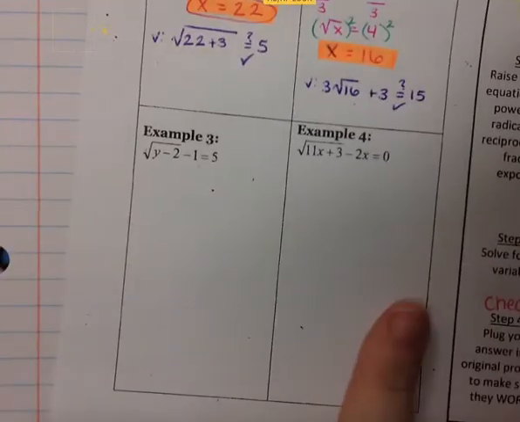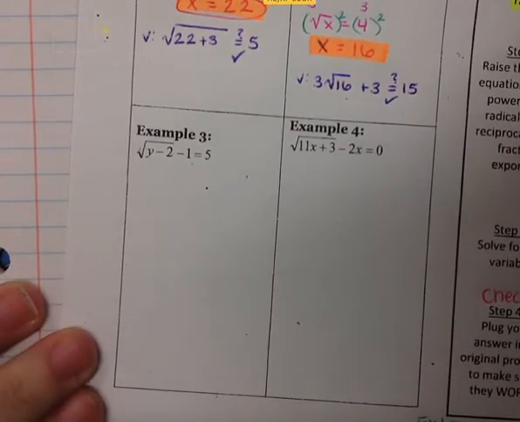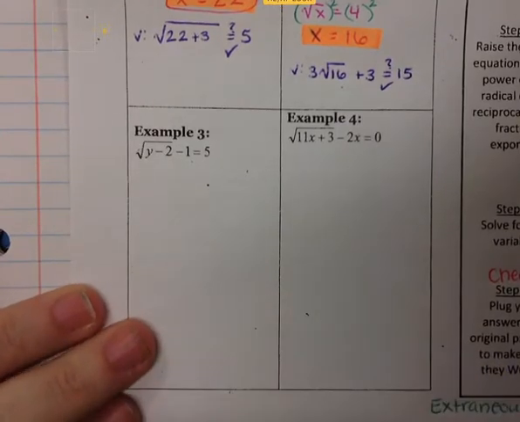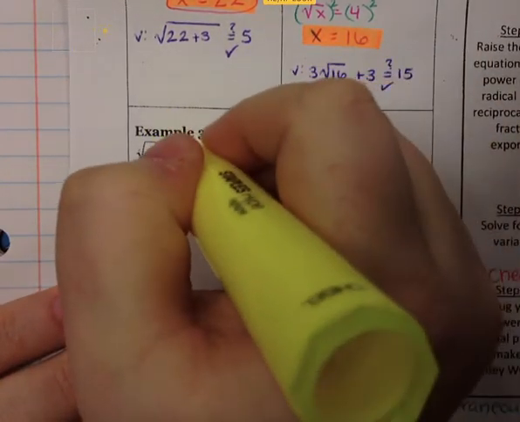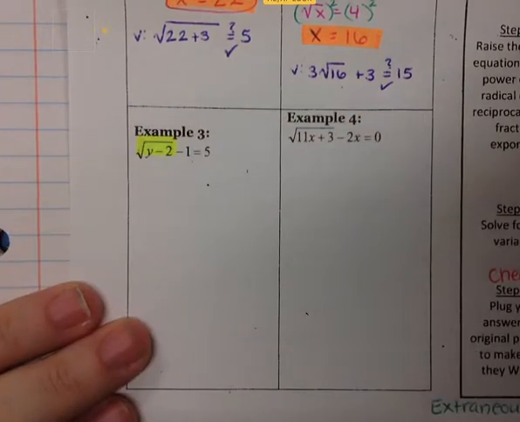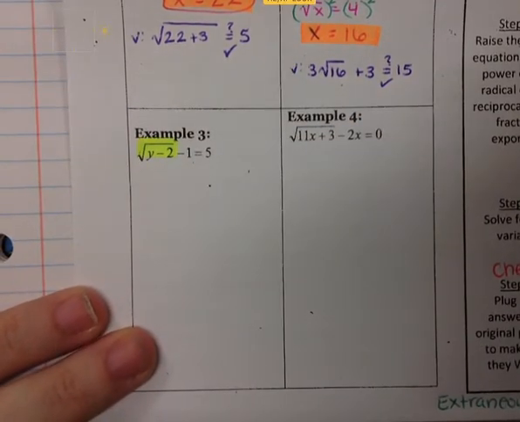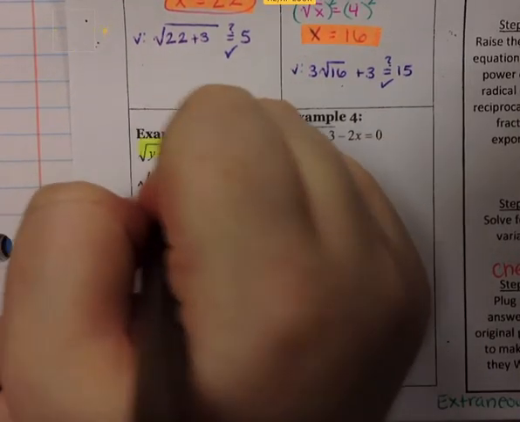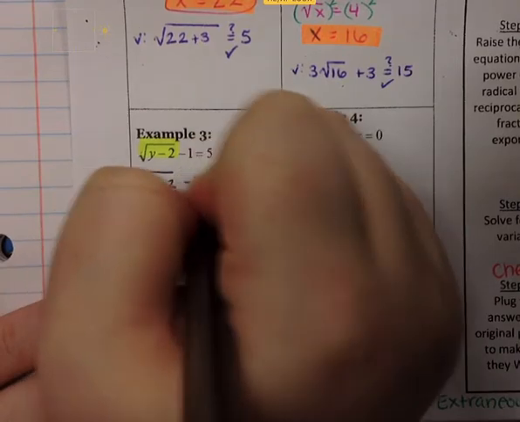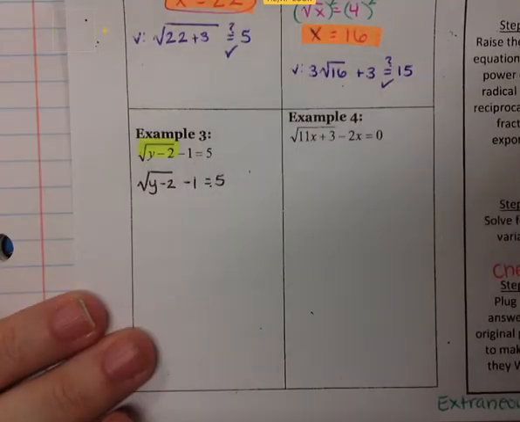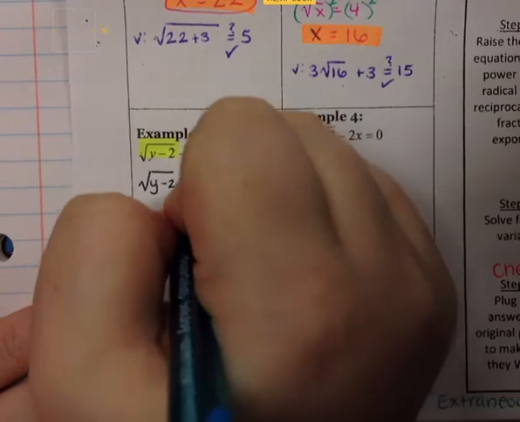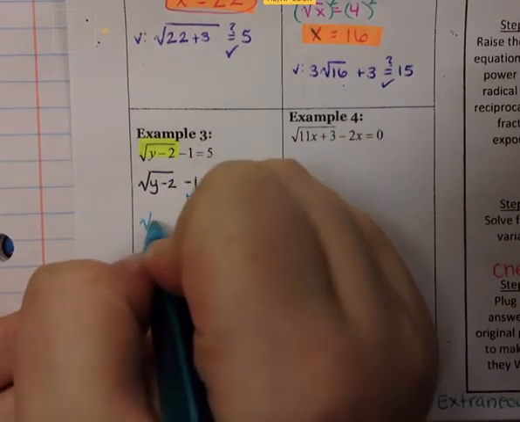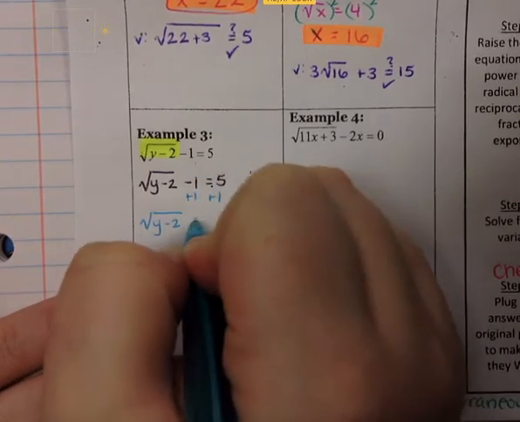Going on to example 3. Again, I want to isolate the radical. Since this is a radical, I need to highlight the radical itself and the radicand, which is y minus 2. So I highlight the square root of y minus 2. Now I want to isolate that. Square root of y minus 2, and then minus 1 equals 5. In order to isolate that, we need to add the 1 over to the other side, because subtraction, we have to inverse of subtraction. Square root of y minus 2 is equal to 6.